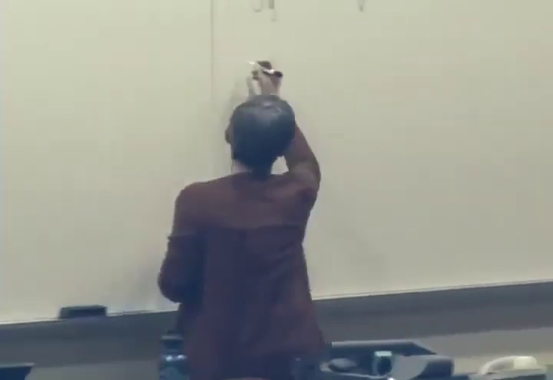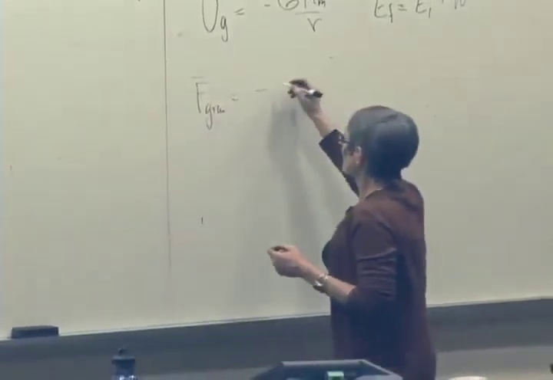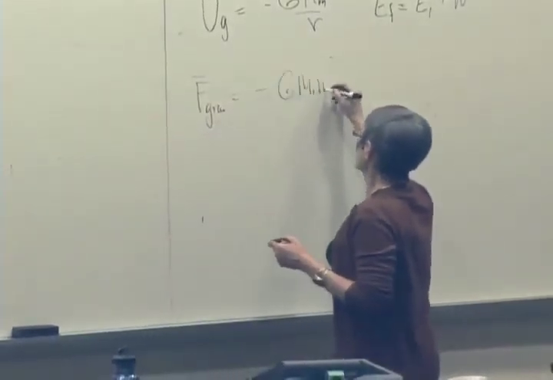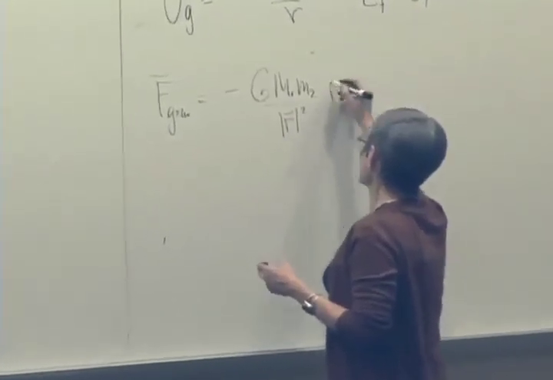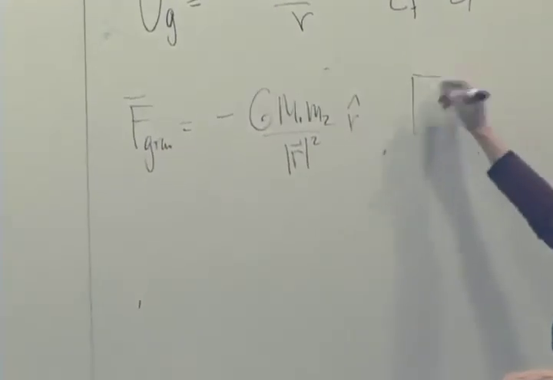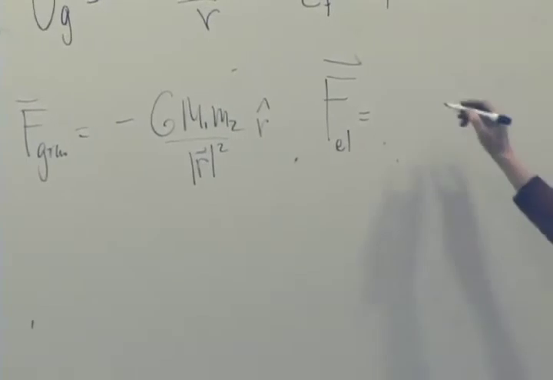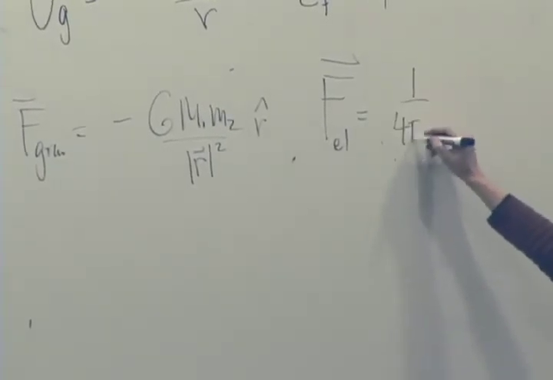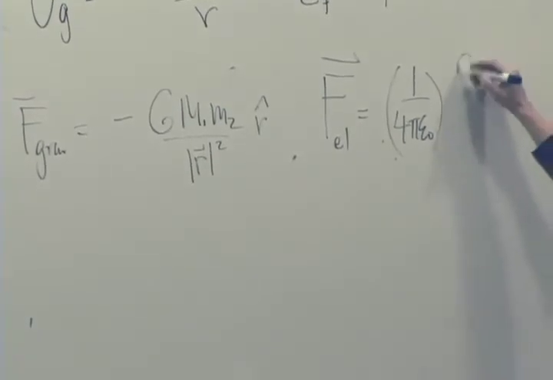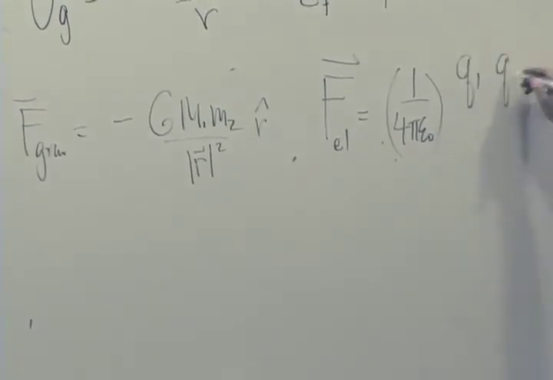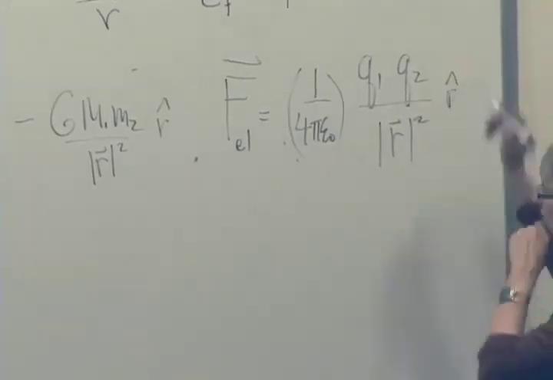So we had the gravitational force was negative G m1 m2 over the magnitude of r squared r hat. We had the electric force, between two charged objects, equal to a very odd looking constant, 1 over 4 pi epsilon 0, times the charge of one object times the charge of another object over the distance squared r hat.